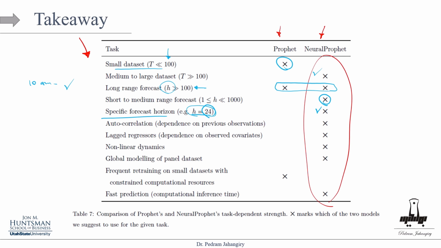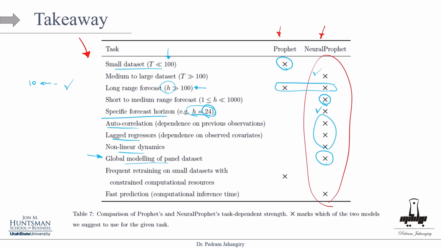And obviously, if there are autocorrelation components, lag regressors, or nonlinear dynamics, NeuralProphet is going to outperform because it's designed to capture that. If you have global modeling of panel data sets, they recommend that NeuralProphet is going to do a better job. This is something like, if you have a Walmart store, you have a bunch of stores, and you want to do some sort of global modeling for different products at different stores using panel data, probably NeuralProphet is going to outperform.